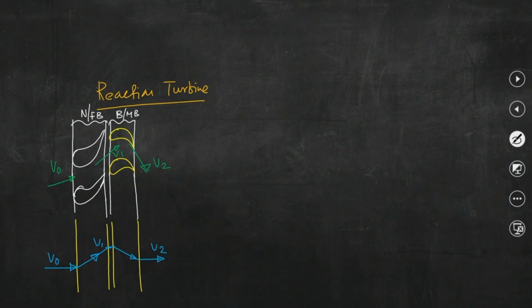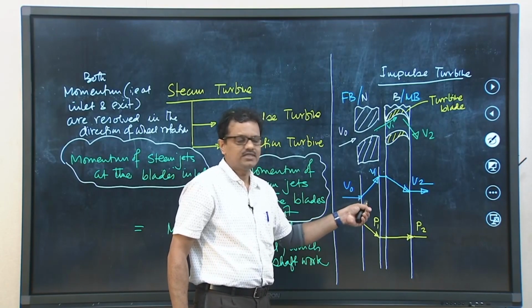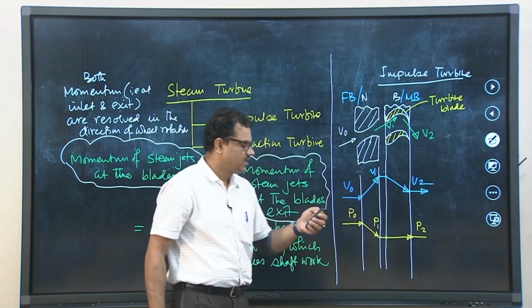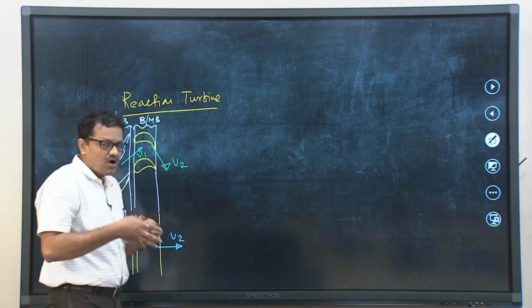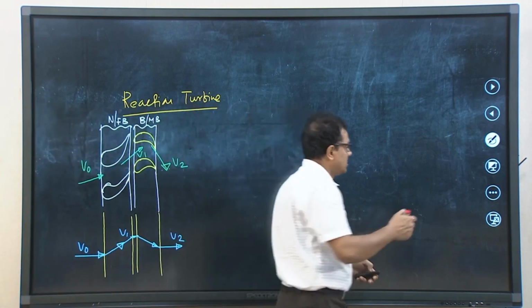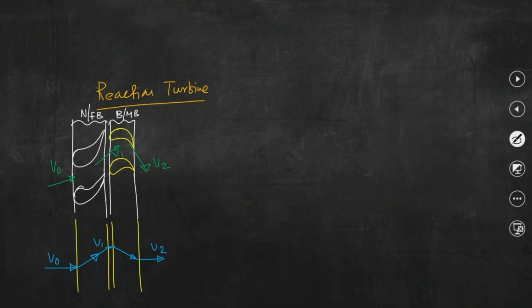So, that we can see. We have also drawn the same when we talked about the change in velocity and pressure in the context of impulse turbine. Now, here if you try to plot the change in pressure when steam is passing through both fixed blade and moving blade, so, this is pressure, this is P naught. You can see that the pressure will fall definitely. So, this is P 1.